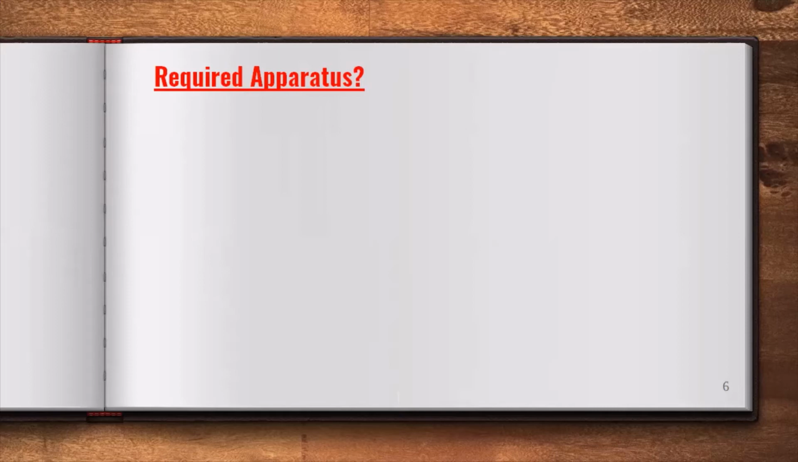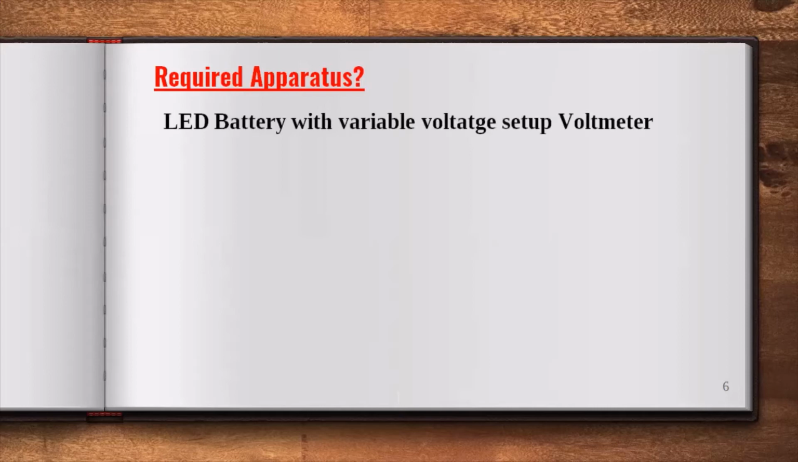To give the input voltage, we need to take the battery, and we are applying a variable voltage, which is controlled by the resistor combination. So the required components are LED, battery with variable voltage setup, voltmeter, ammeter, resistance, and to connect the different components, we use the patch cards.